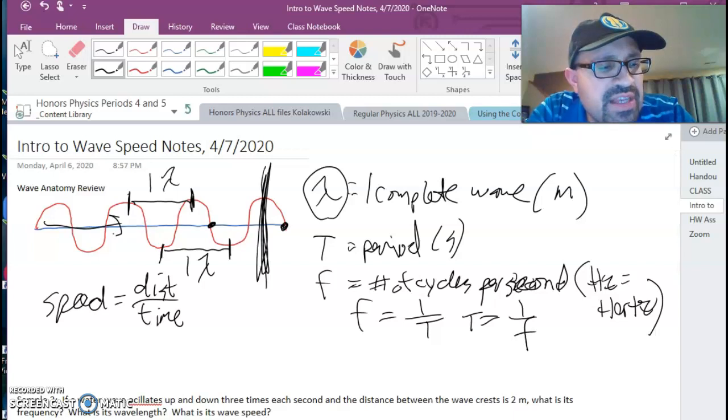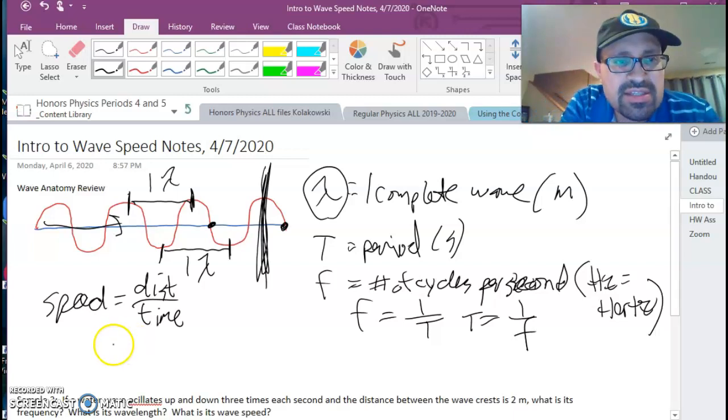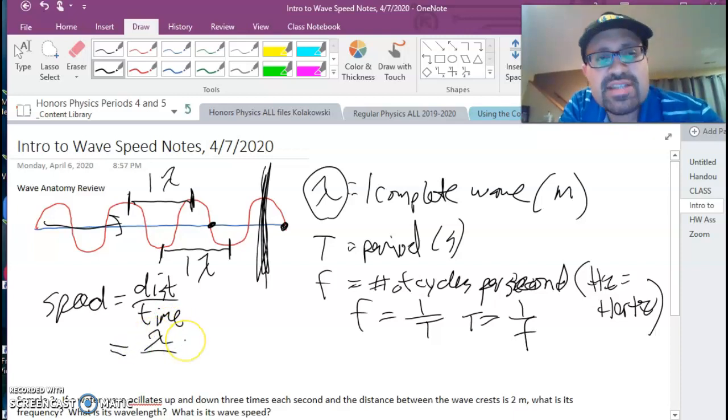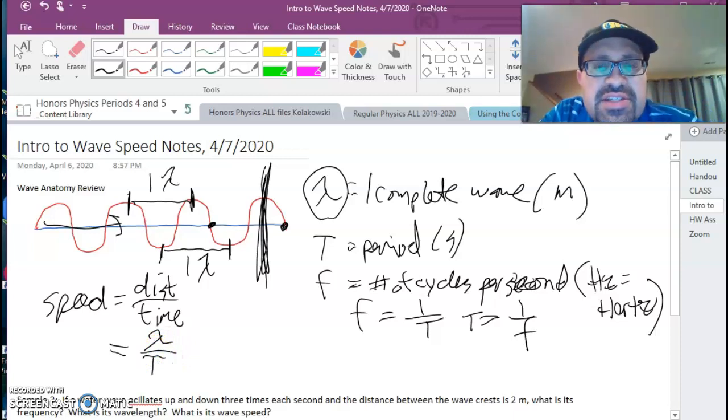What we could do is say, okay, well, the distance that we're measuring here would be a wavelength, maybe trough to trough or crest to crest. And the time it takes for that wavelength to move would be the period, the number of seconds it takes. I didn't write this out over here, but maybe I should have. It's the time for one complete cycle.